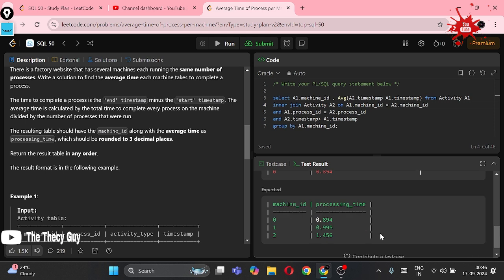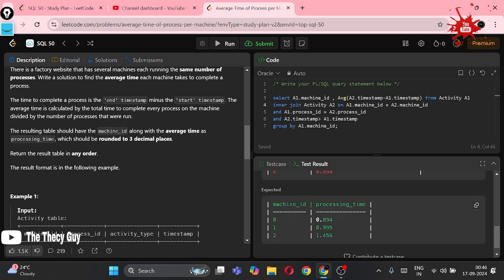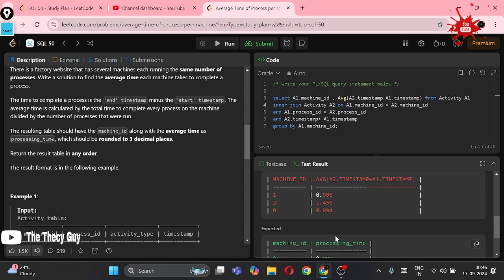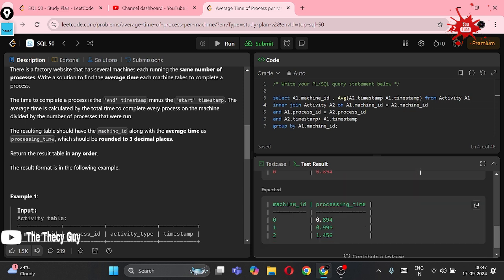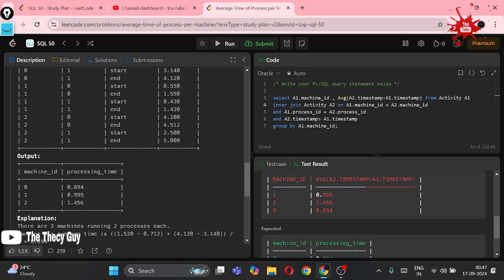for 1 I'm getting 0.95. Yes. For 2 I'm getting 1.456. Yes. But for 0 I should get 0.984. I'm getting everything, but instead of this I guess 0.995. Look, I'm getting all this. But what I'm not getting, let's see, is the process time I need to display.